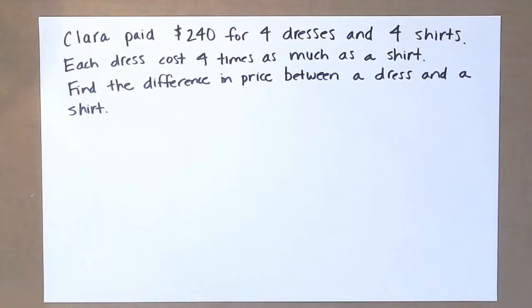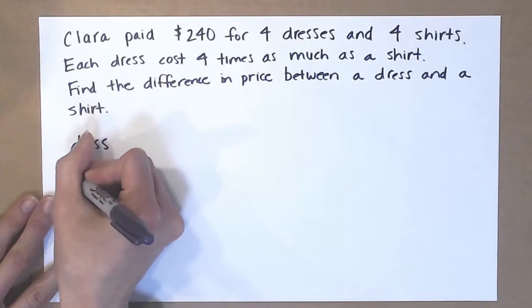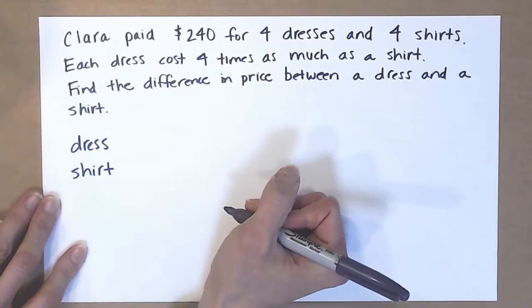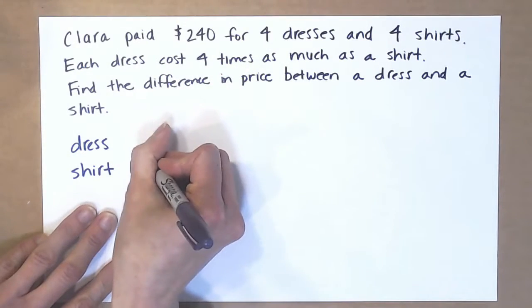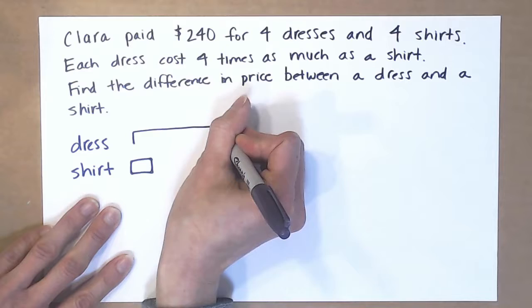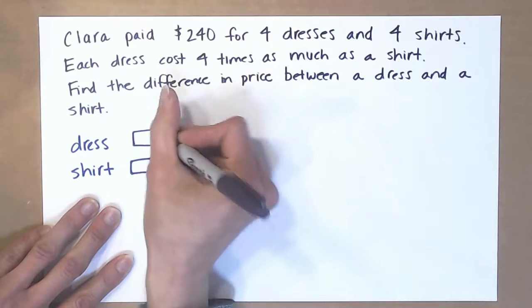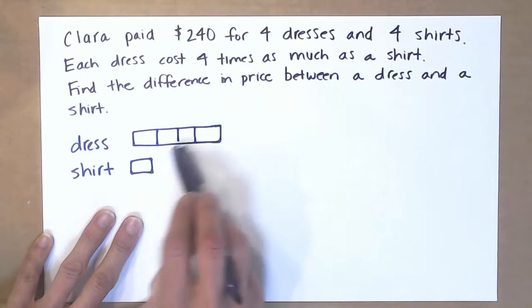Clara paid $240 for 4 dresses and 4 shirts. Each dress costs 4 times as much as a shirt. Find the difference in price between a dress and a shirt. Okay, so we have a dress, how much a dress costs, and how much a shirt costs. And we know that each dress costs 4 times as much as a shirt. So we'll have our basic unit be the shirt, and the dress is 4 times the cost of a shirt. Okay, so the dress is 4 times as much as a shirt.